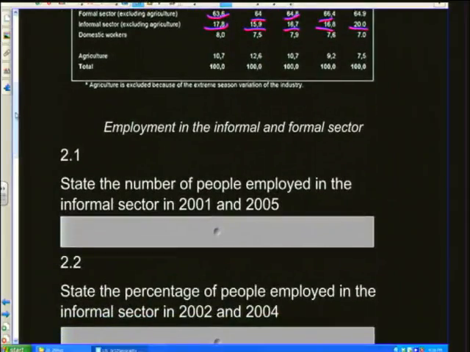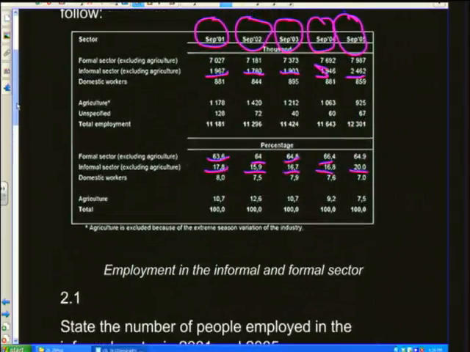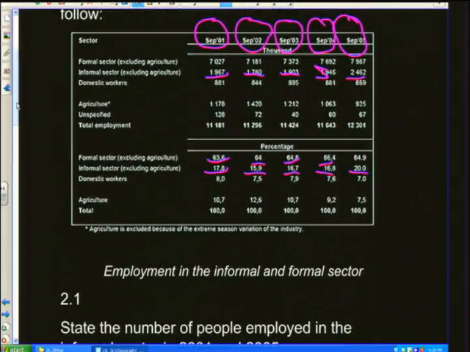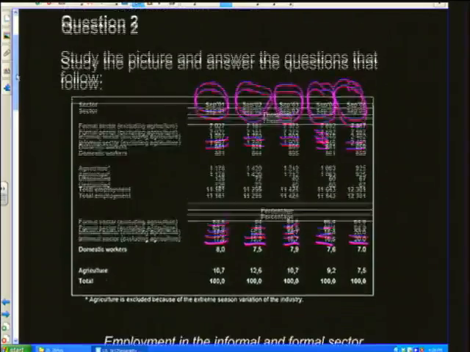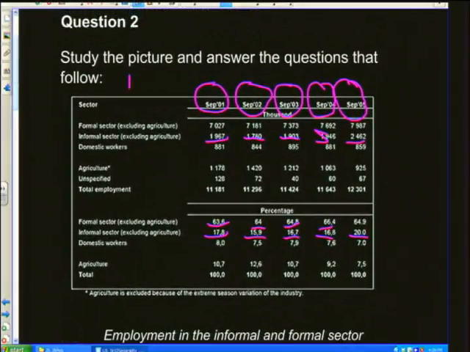State the number of people. See, the examiner is leading you on. State the number of people employed in the informal sector between 2001 and 2005, those two. So all you look at is your table, 2001. Actually, this should have been in thousands.